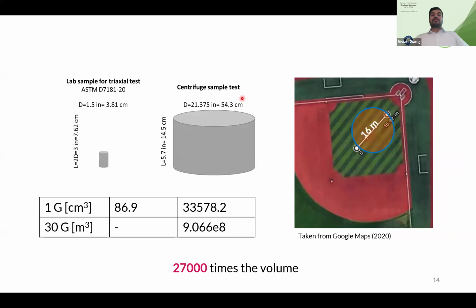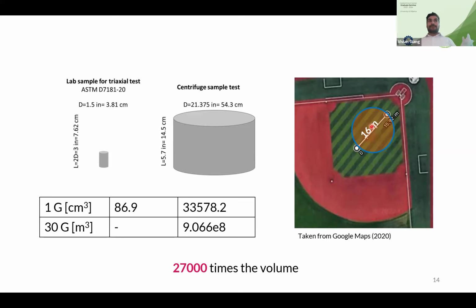So how are we going to use it in our test? We are going to have a sample of almost half a meter, and when it's at 1G you can see here is the volume, but when it's at 30 Gs, the volume is 27,000 times bigger. What that means is that my model represents a sample of 16 meters diameter. So you are in the lab representing a 16 meters diameter sample.